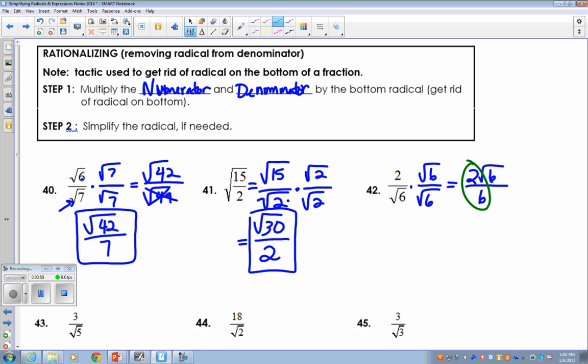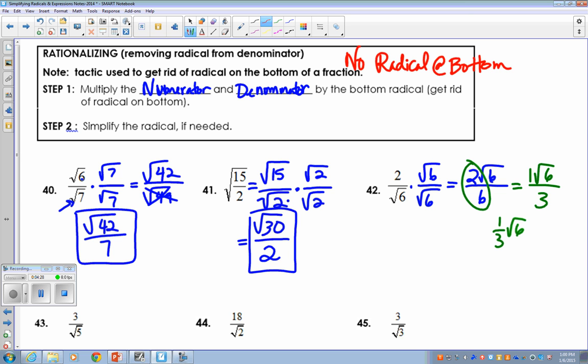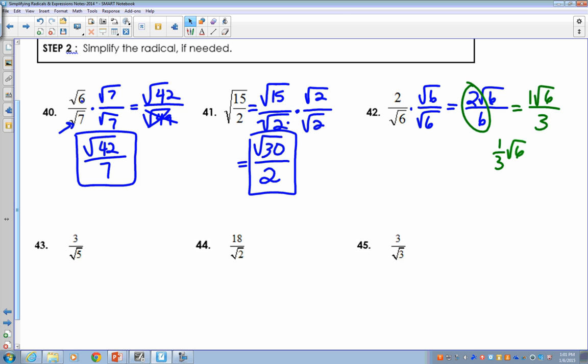And now the 2 and the 6 can be worked together and be simplified to 1 square root of 6 over 3, or 1/3 square root of 6. It's the same thing. So the key thing you have to remember is that you never can have a radical at the bottom. And whenever you do, you have to rationalize it, multiply by the denominator radical, to get rid of the radical at the bottom.